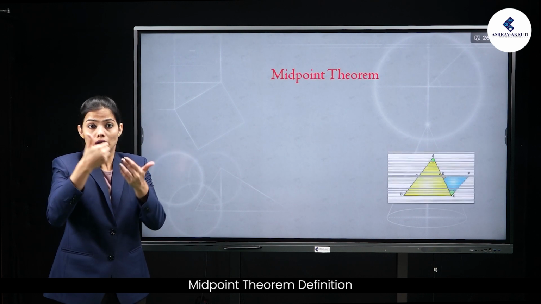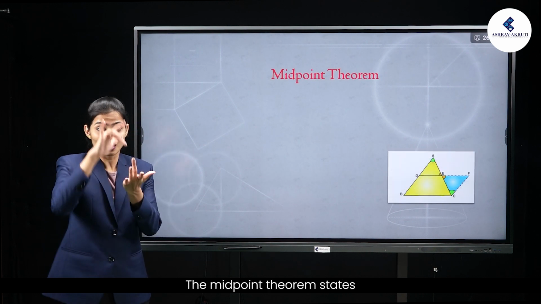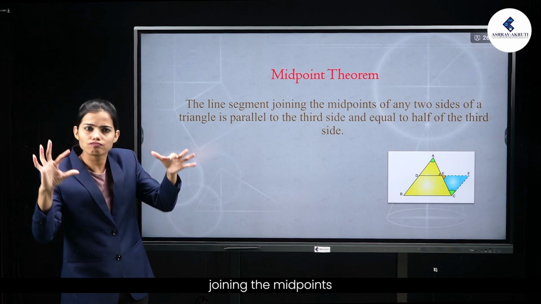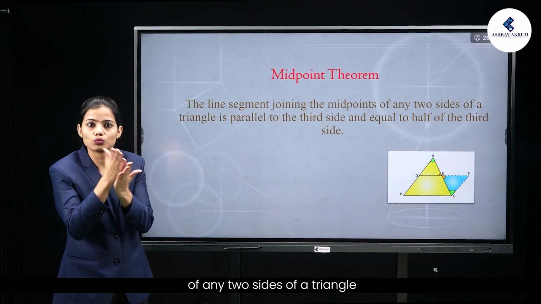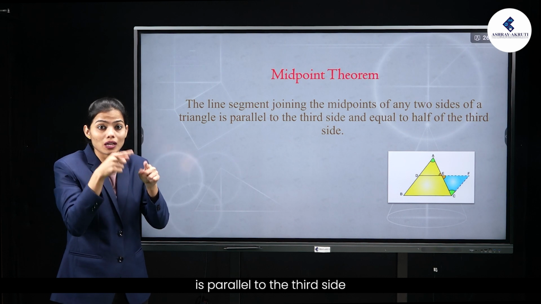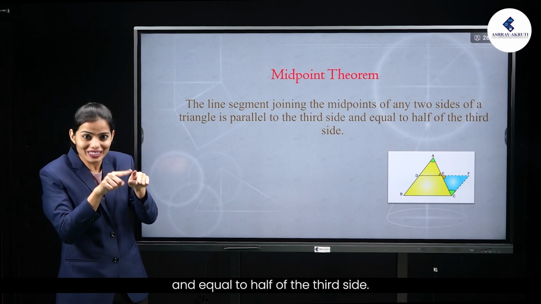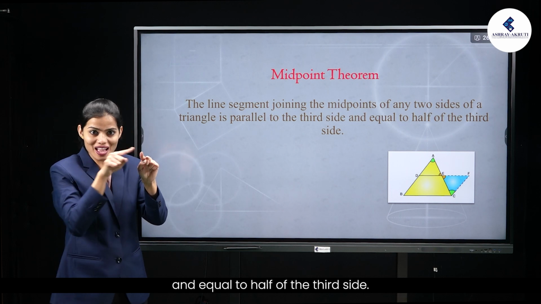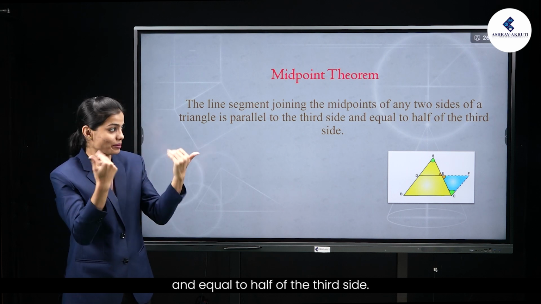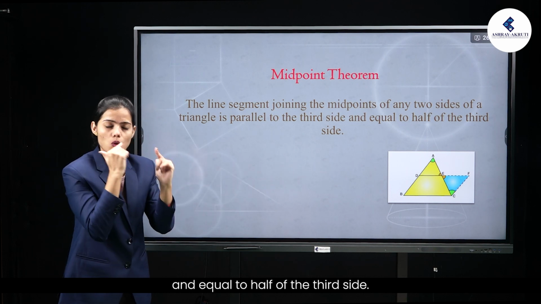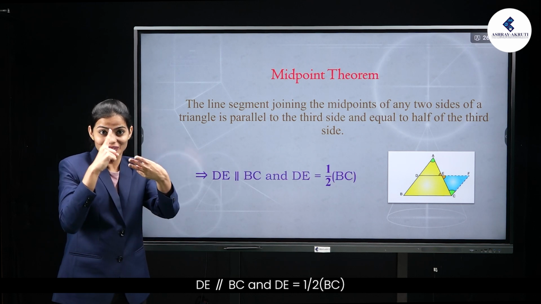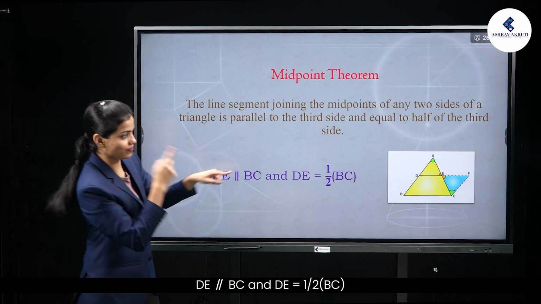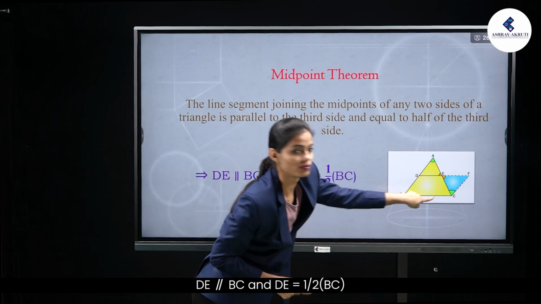Midpoint theorem definition. The midpoint theorem states that the line segment joining the midpoints of any two sides of a triangle is parallel to the third side and equal to half of the third side. DE is parallel to BC and DE is equal to half of BC.